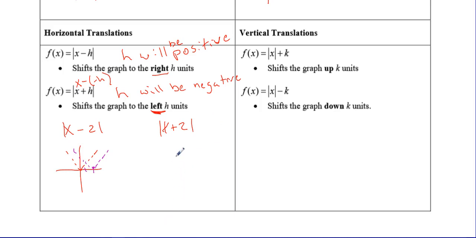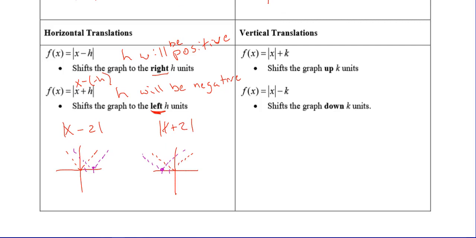Whereas if it's x plus 2, here's my parent graph. My vertex is shifted left 2. So there's my vertex. And there's my new graph, the purple one. So x minus 2 shifts to the right 2. X plus 2 shifts to the left 2.